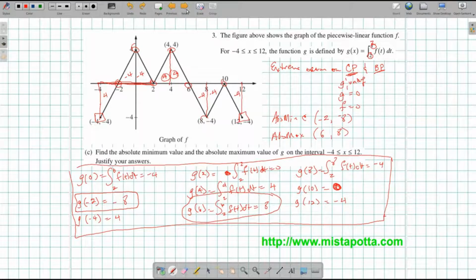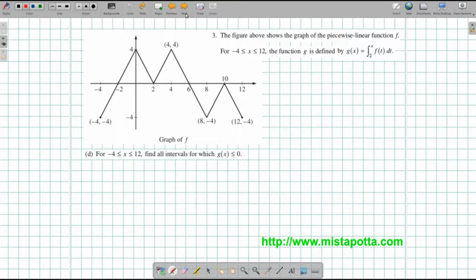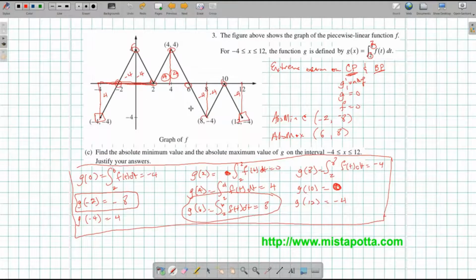Finally, moving on to part D on this question, part D asks for negative 4 less than x less than 12, all intervals on which g of x is less than 0. So we can actually go back to what we've talked about before. I know that g of x is increasing on this interval because its derivative is positive. I know g prime is negative because f is negative. And so I'm only going to have this spot here where it's less than 0.